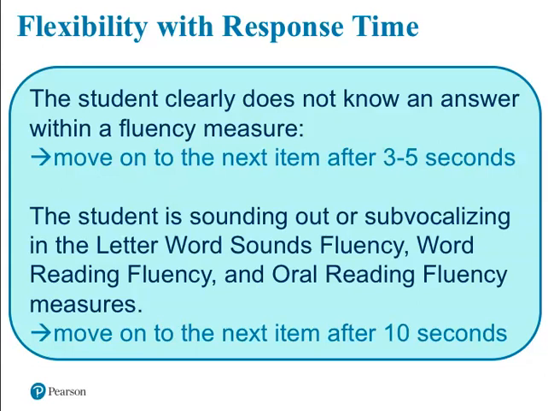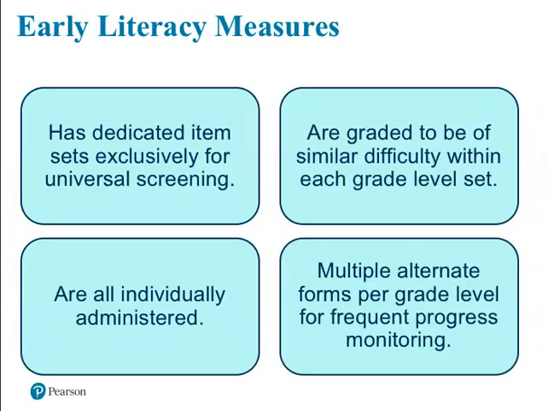Here are some general rules. If a student clearly does not know an answer within a fluency measure, mark an item as incorrect and move to the next item after 3 to 5 seconds. If the student is sounding out or subvocalizing with oral reading fluency, mark the item as incorrect and move on after 10 seconds has elapsed with no correct response. More information on this can be found in the Administration and Scoring Guide.